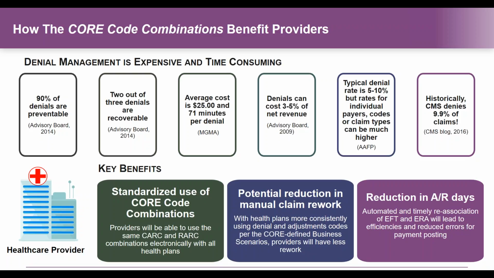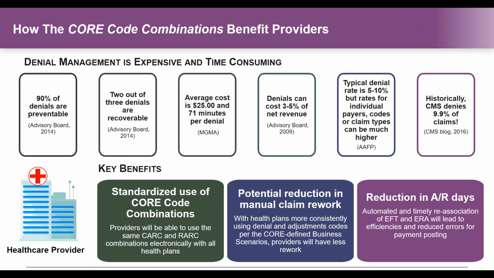And we did include here some key findings from the industry on exactly what types of problems the providers have experienced with denials. Some anecdotes here: 90% of denials are preventable, 2 out of 3 denials are recoverable. The costs are exceedingly high and time-consuming to be managed by providers. The denials have a direct impact on revenue. The typical denial rate is anywhere from 5 to 10%, and oftentimes for very specialized claims, it's much, much higher. And historically, CMS denies nearly 10% of all claims. So you can see that the impact of denied claims is huge for providers.